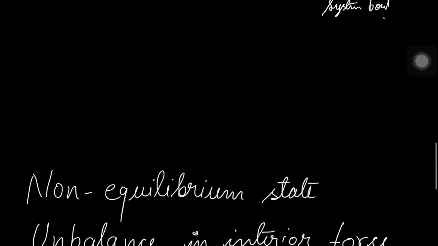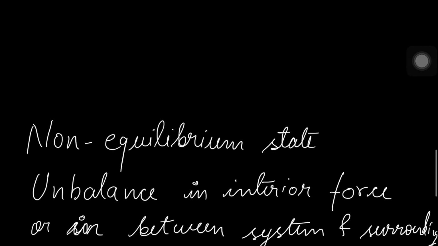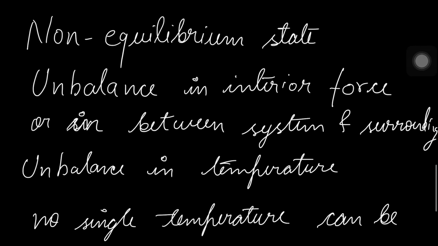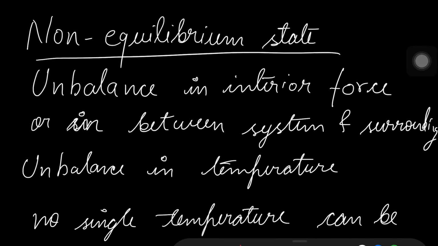Now, since we read this, how do I know what is a non-equilibrium state? So I was talking about thermodynamic equilibrium. We know what a thermodynamic equilibrium is. Thermodynamic equilibrium is achieved when mechanical, chemical, and thermal equilibrium is achieved. Only then is a thermodynamic equilibrium achieved.